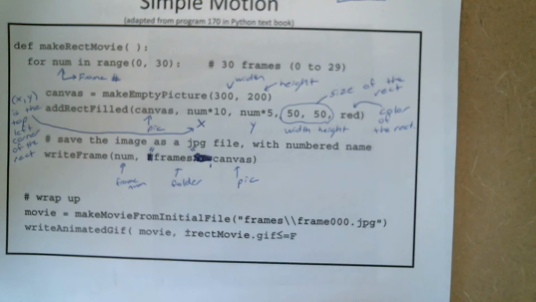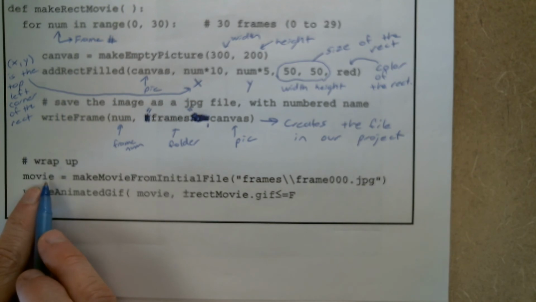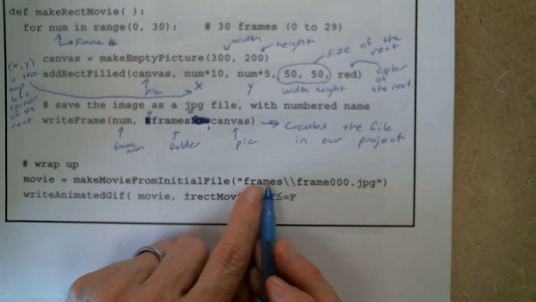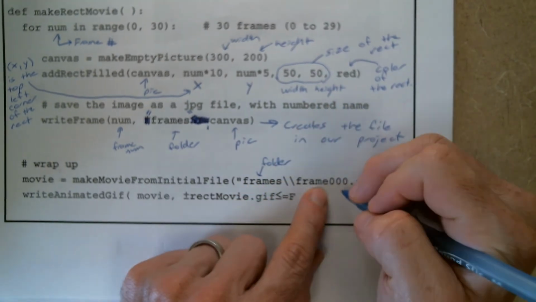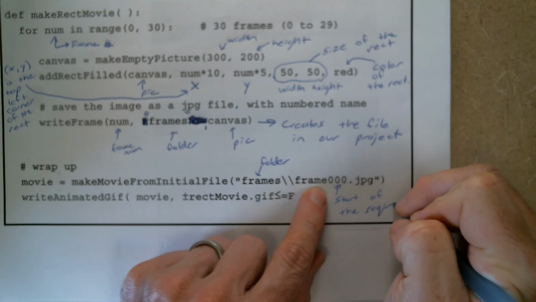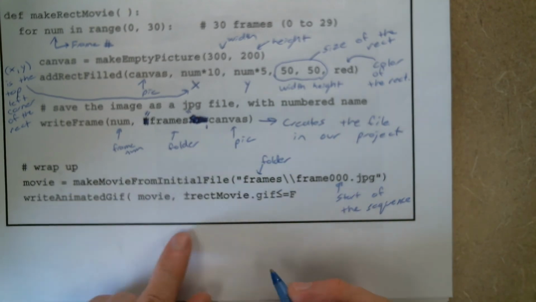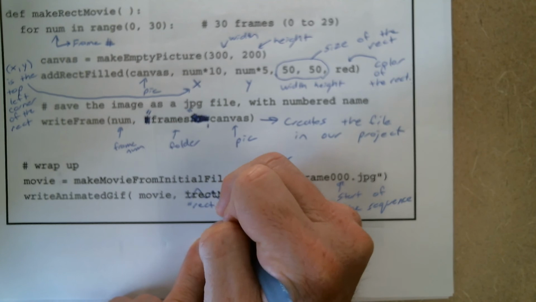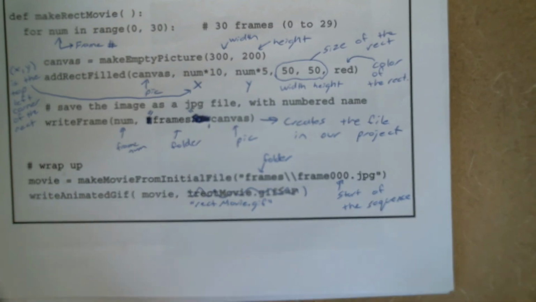And then the wrap up of this, how we tie it all together, is we create this movie object. So movie equals make movie from initial file. And then we always start by, again, this is our folder name, and this is the first picture that you created. This is the start of the sequence, so that's always just going to be frame 0. Once we've created this movie object, then we have to write it to an animated GIF. And again, I apologize for not catching this earlier, but this should just be quotes rectmovie.gif.